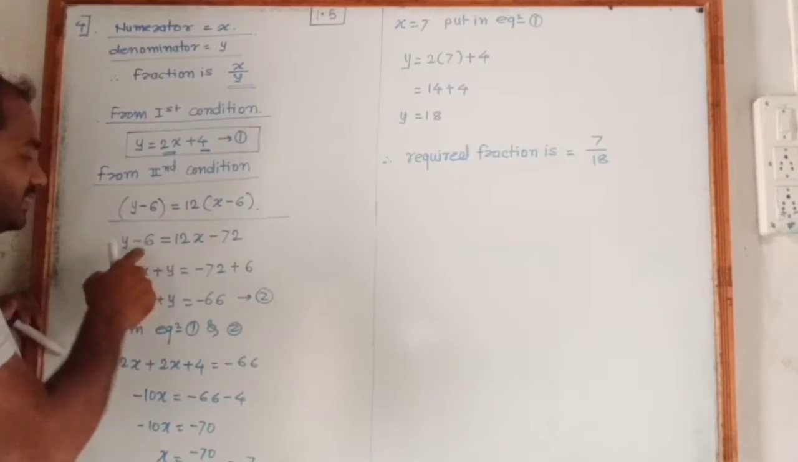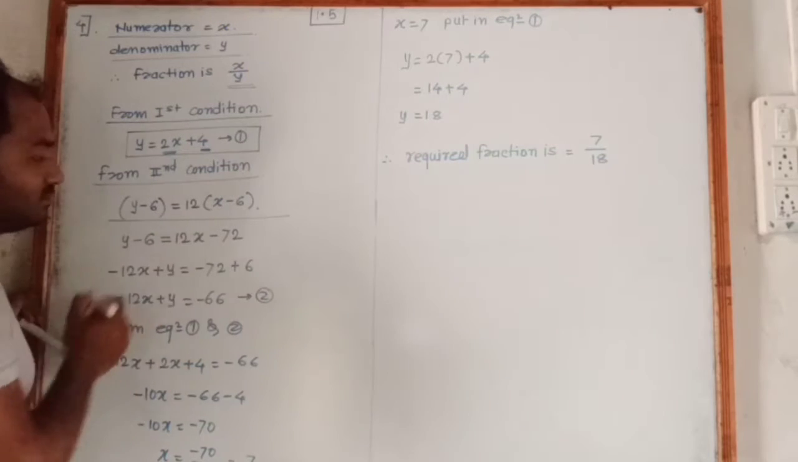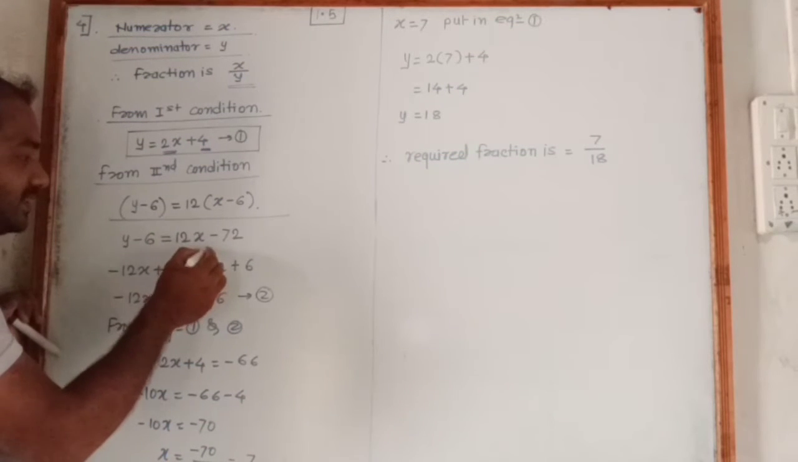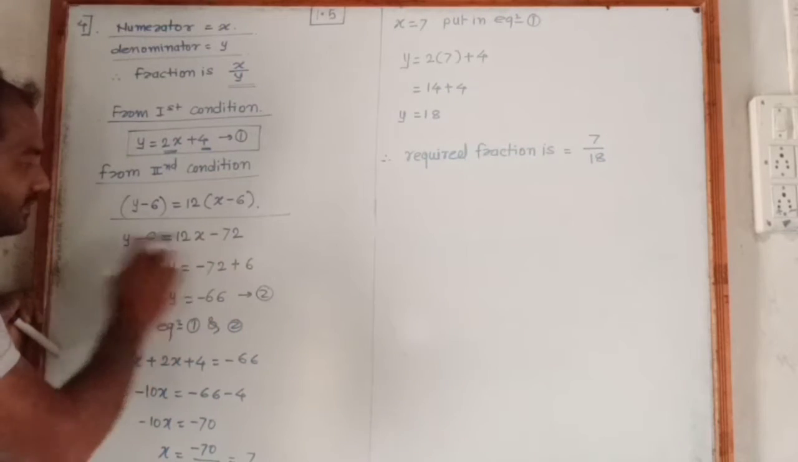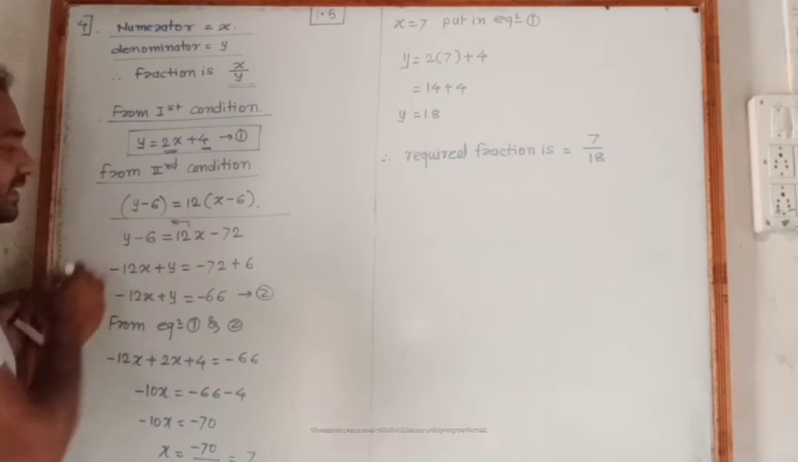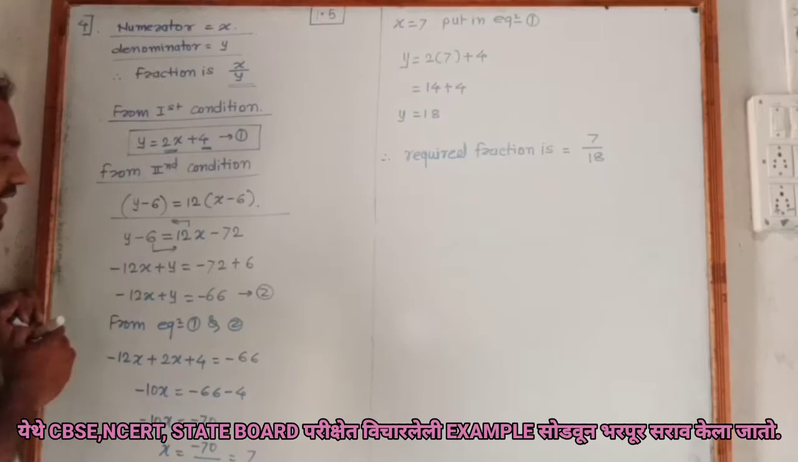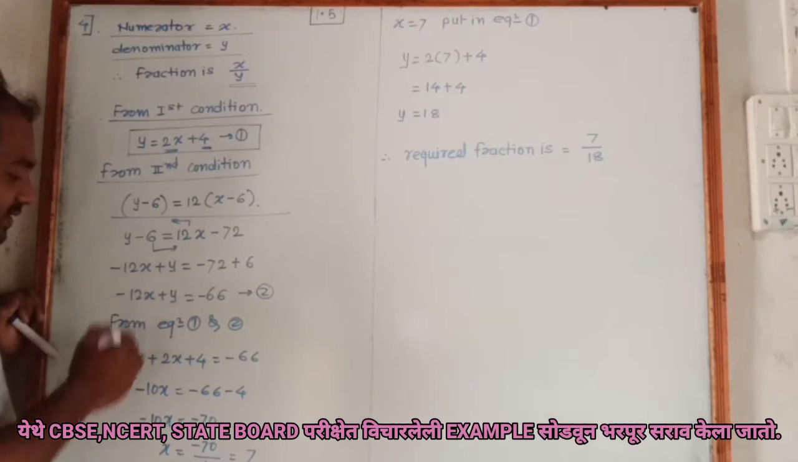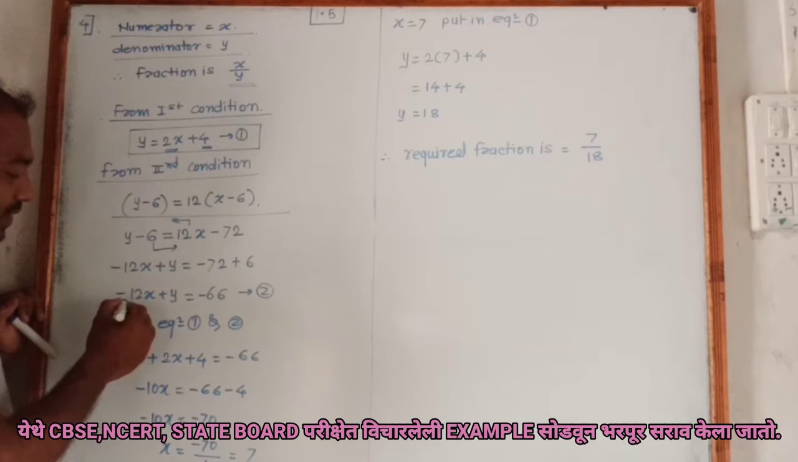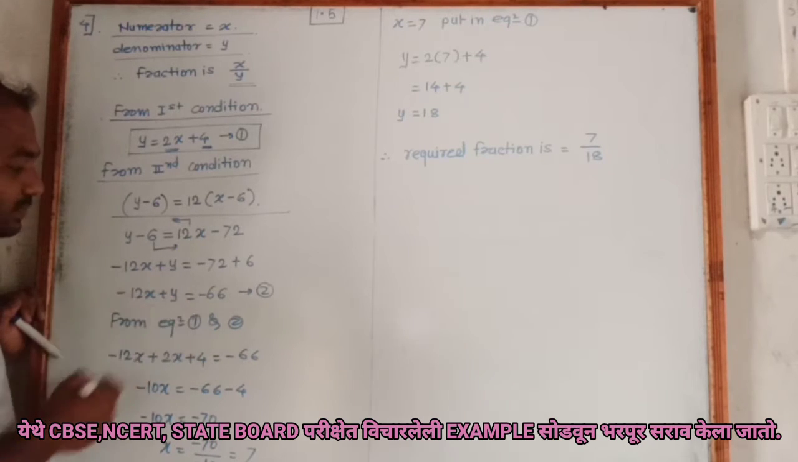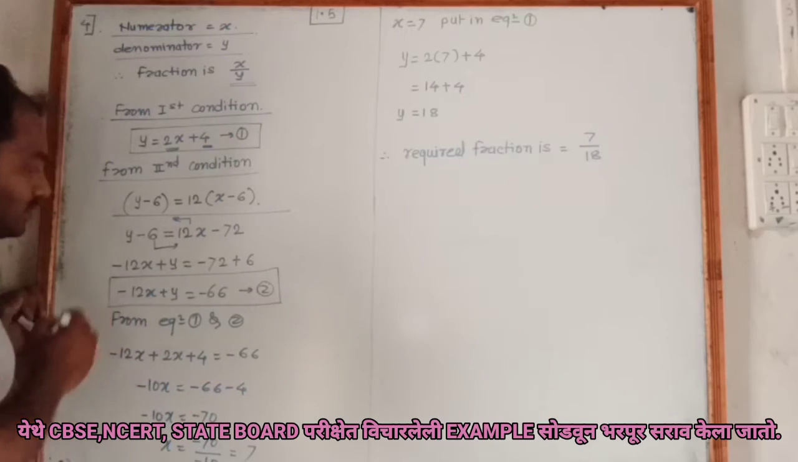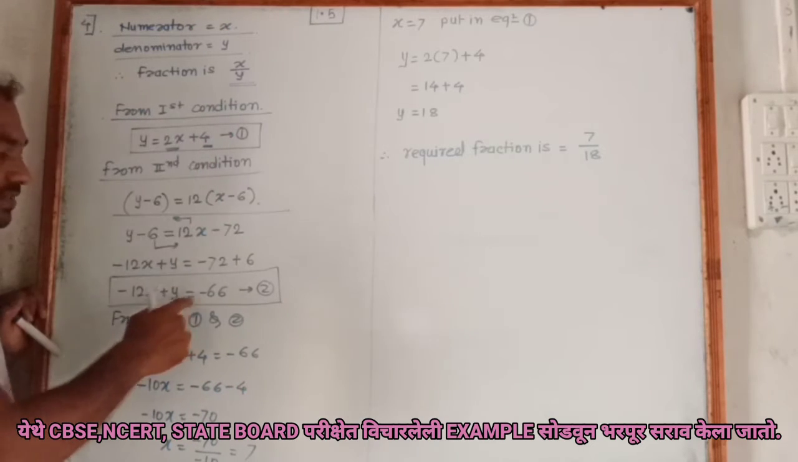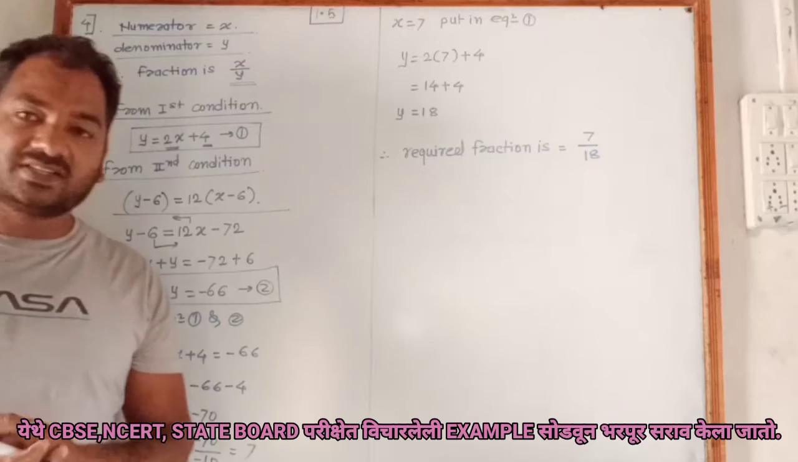So let us solve this. We multiply by 12 here. We shift this 72 here. We shift this 12x here and 6 here to the right. Now we solve this. Then finally we get minus 12x plus y is equal to minus 66, equation number 2. So equation 1 and equation 2 are the simultaneous equations.